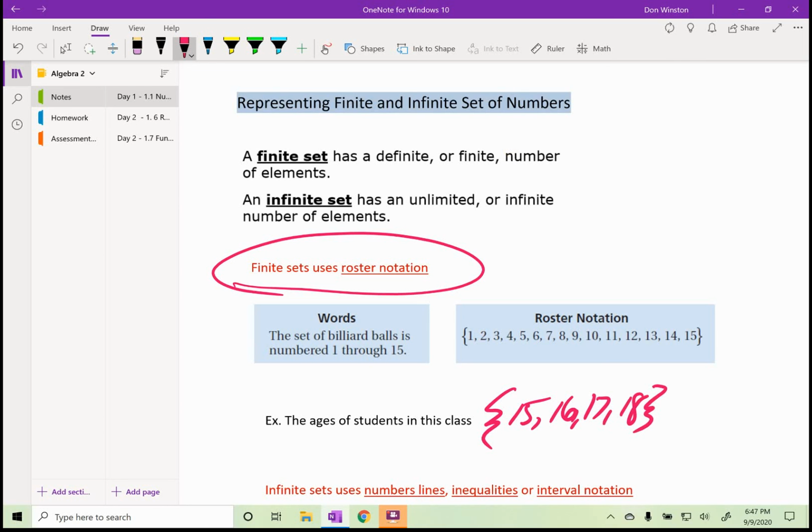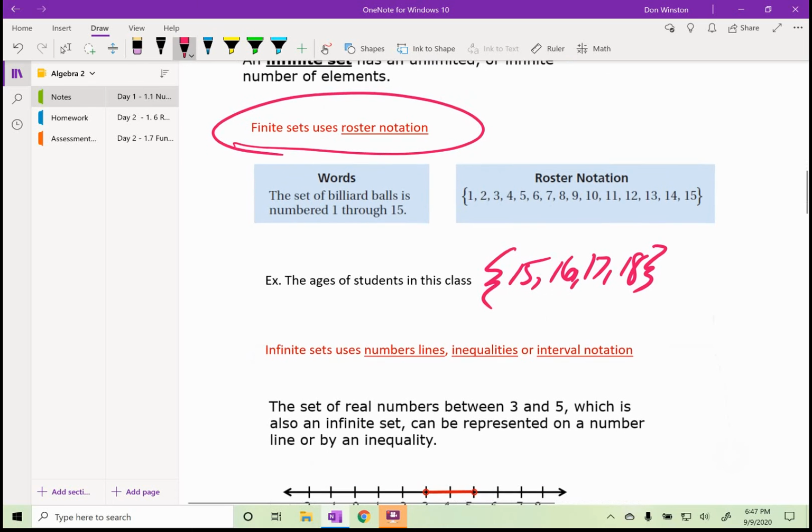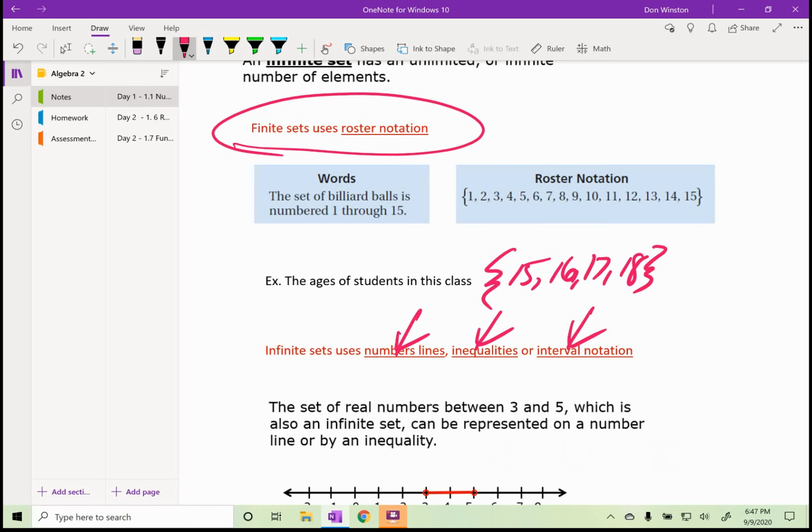And then what about infinite set? An infinite set has an unlimited or infinite number of elements. How would we write that? Well, we write that in general using number lines, inequalities, and interval notation. Some of this may be review to some of you. So let's take a look at all three.